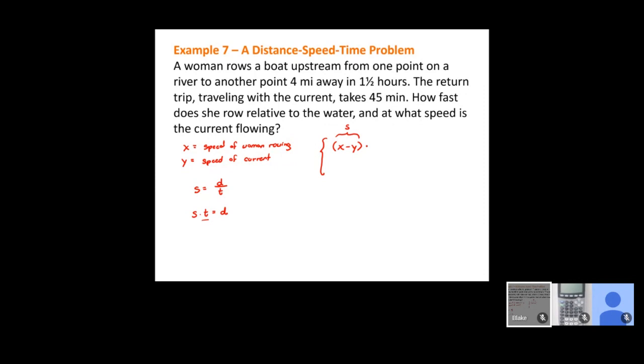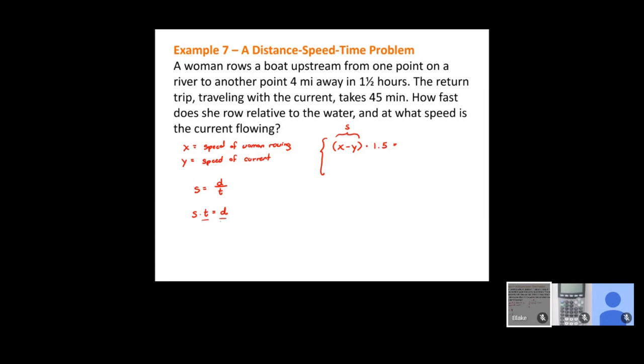So for that trip where it's taking her x minus y, where this current is hurting her, slowing her down, we want to do this probably in hours, just so we end up with miles per hour as our units in the end. You could do either. You could convert everything to minutes if you really want to. I think hours is going to be easier in this case. So how many hours did it take her on that trip? 1.5, it's an hour and a half. So we'll do 1.5 hours as her time.